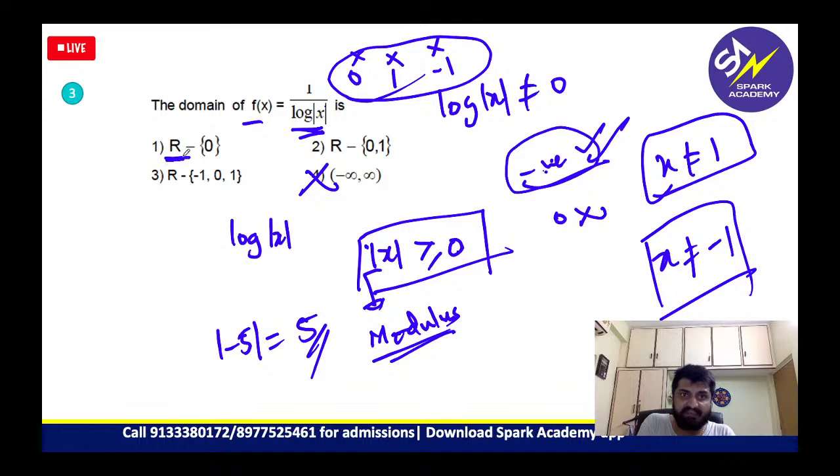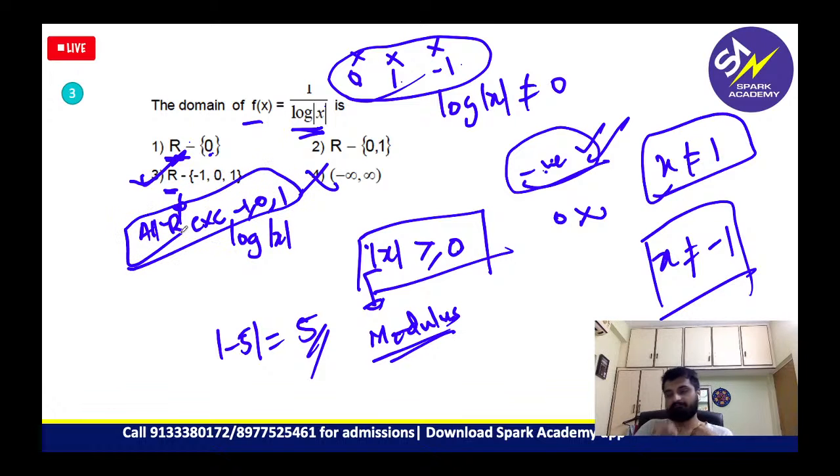First one they are saying are excluding. If they give minus, it means all real numbers except 0. But you have to exclude 0, 1 and minus 1, which is third option, right? Third option is what? The domain they are saying all real numbers excluding minus 1, 0 and 1.